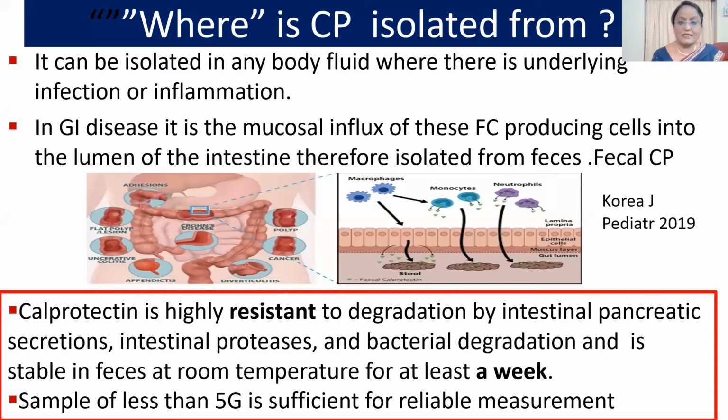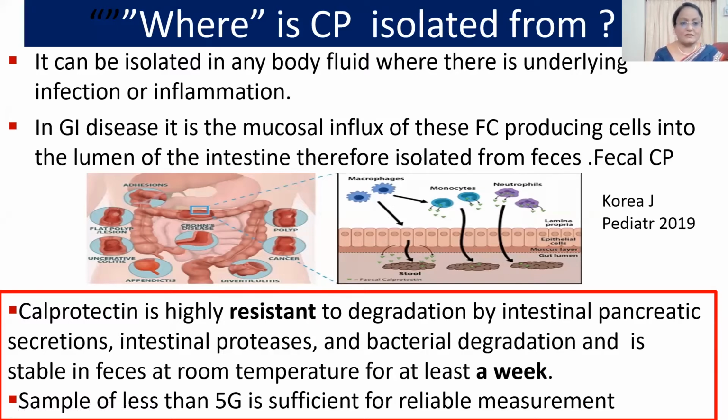So where is calprotectin isolated from? It can be isolated in any body fluid where there is underlying infection or inflammation. In GI disease, it is the mucosal influx of these calprotectin producing cells through the mucosa, and therefore you get the calprotectin in the lumen, and it is isolated from the feces, and therefore it is called fecal calprotectin.